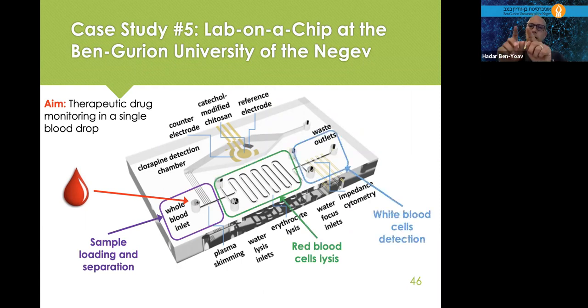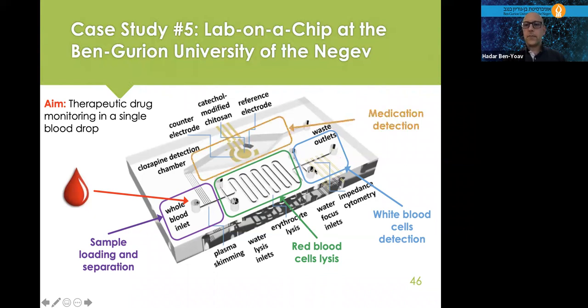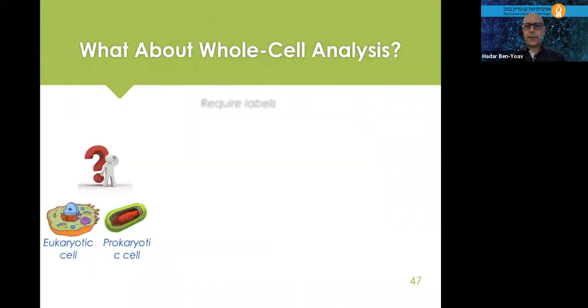We have two electrodes, and you're going to measure the signal from the white blood cell flowing on top of it. I'm going to show in a second how it works. But if you look again at the bigger picture, we have a lab on a chip with a sample inlet and different components of sample pretreatment. We have the separation, the red blood cell lysis, the white blood cell detection, and the drug detection.